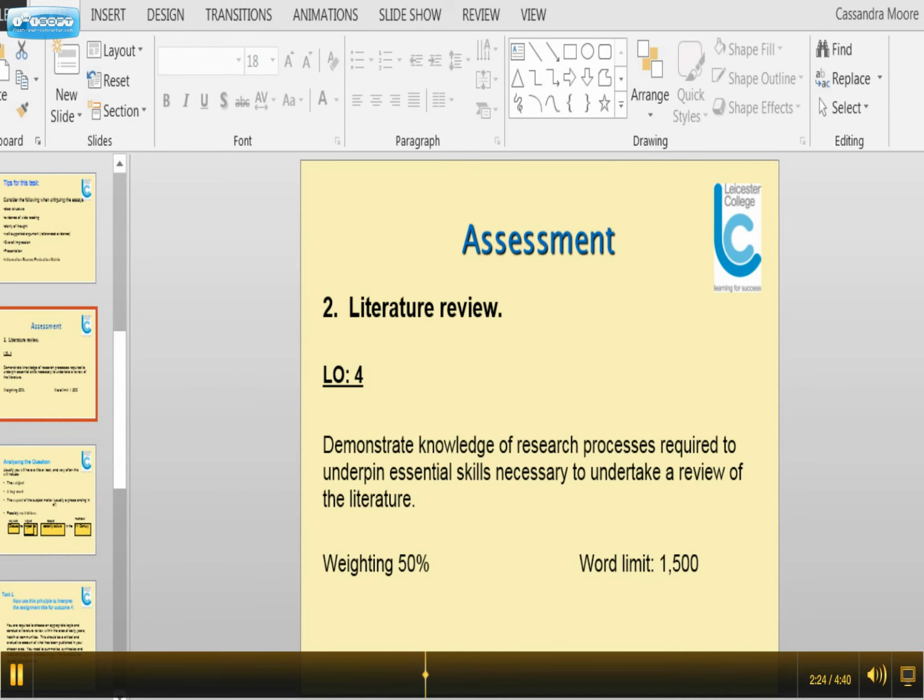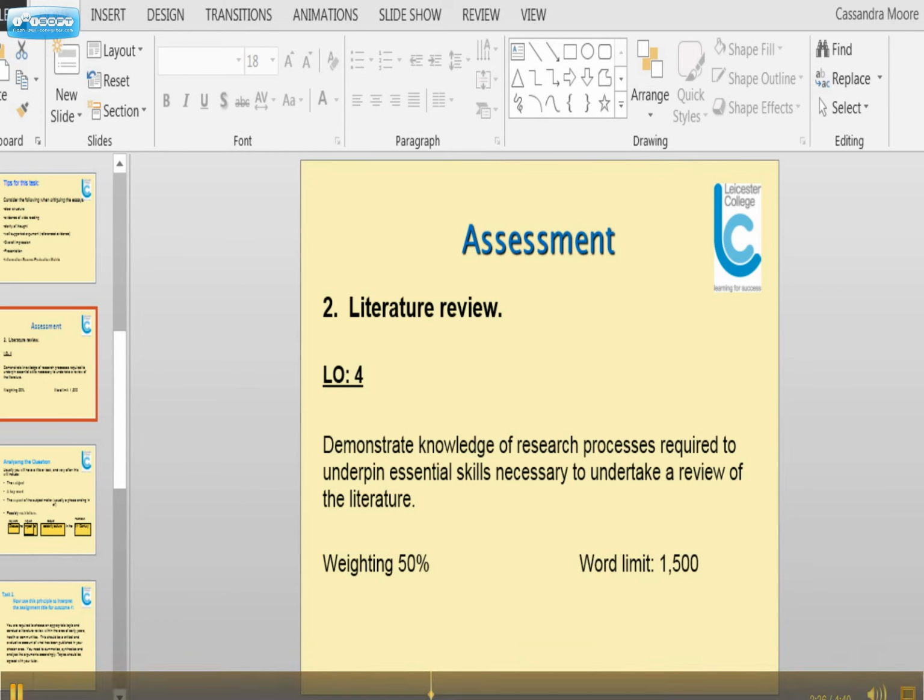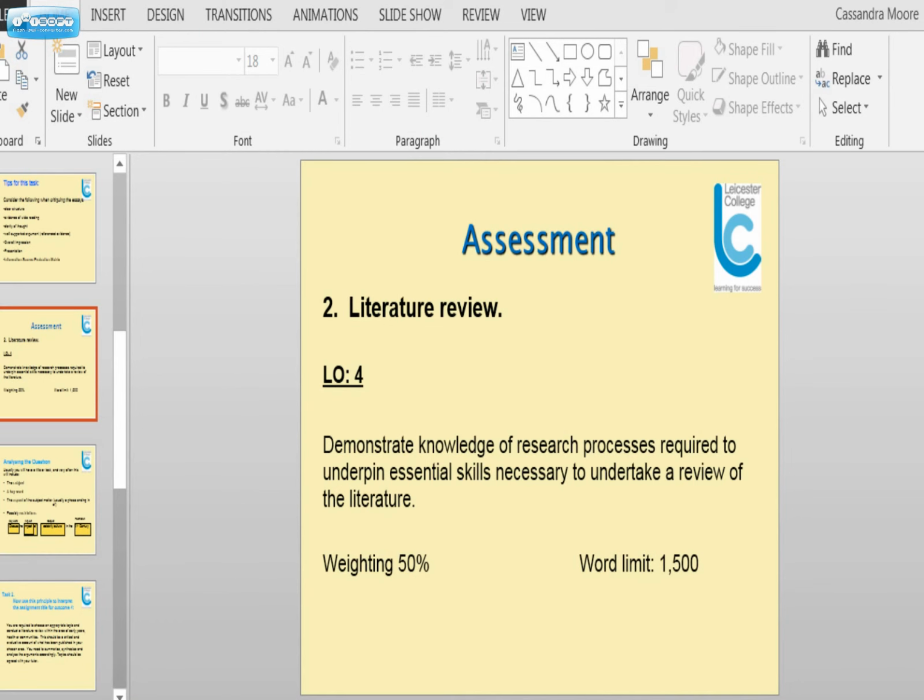Okay, so you should now have had a good read of both of those 2 essays and have made some notes on them and some critical points. We're going to come back to those and discuss those in class. All of this is starting to think about the literature review, which is the first assignment you've got for me, due in January. And just a reminder of learning outcome 4 here, that you've got to demonstrate knowledge of research processes required to underpin essential skills necessary to undertake a literature review.